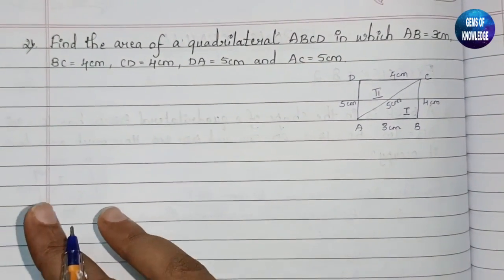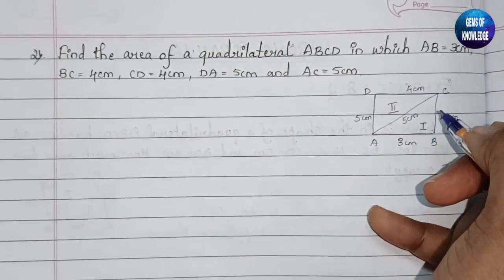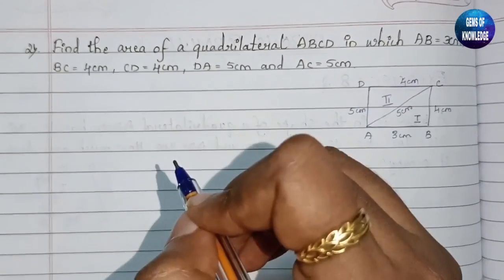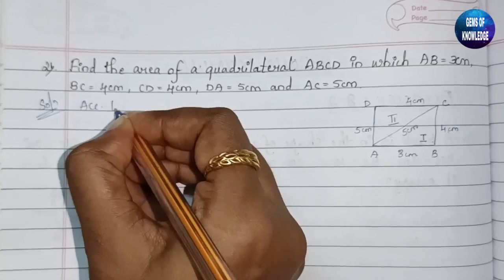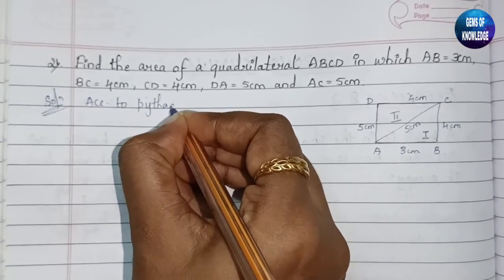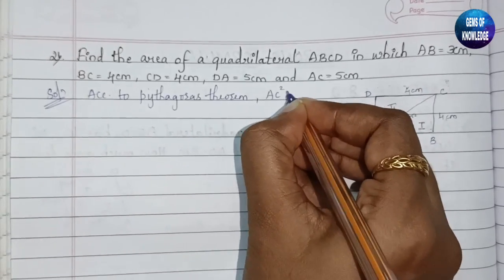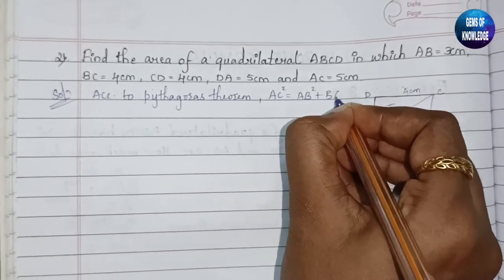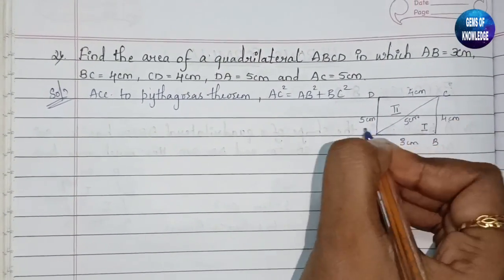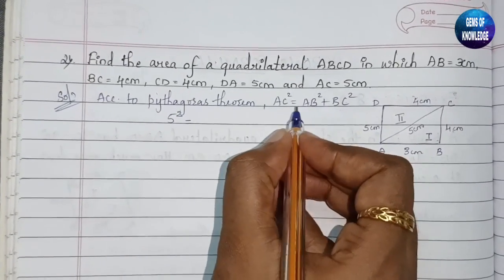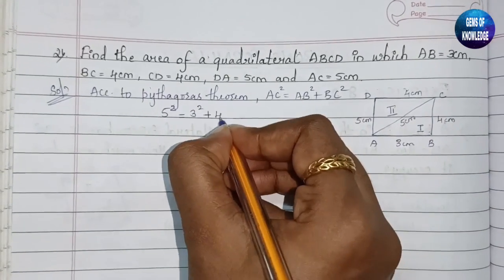So for the application of half into base into height, we'll consider the first triangle, and we will verify whether it holds the Pythagoras theorem or not. So according to the Pythagoras theorem, we have AC square is equal to AB square plus BC square. So let us substitute. What is our AC? AC is 5. So 5 square is equal to AB, which is 3, square plus BC, which is 4, square.